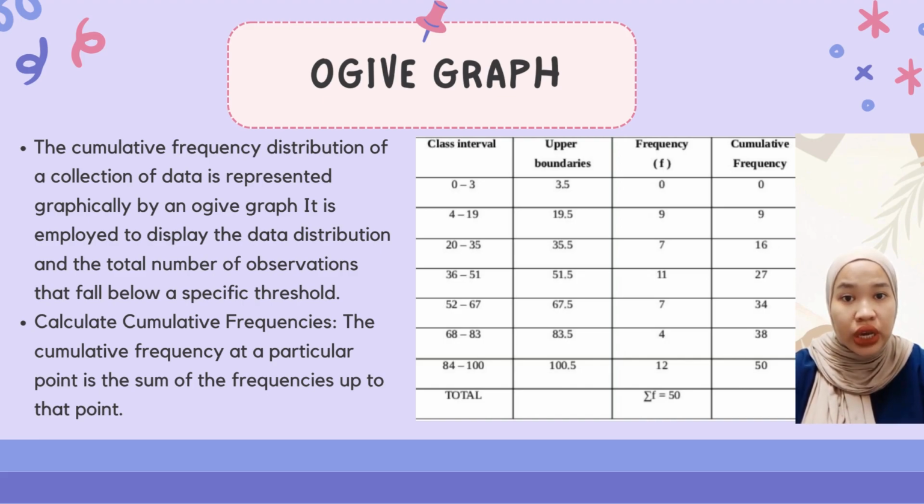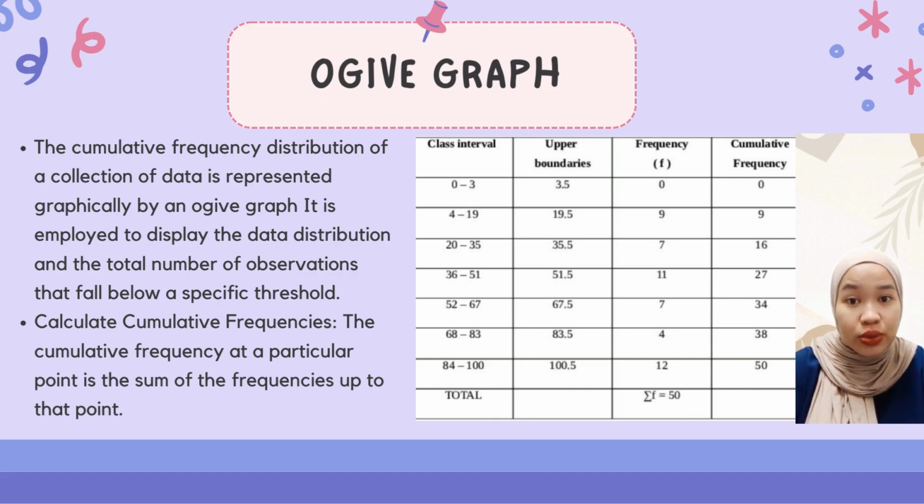Next, the Ogive graph. The cumulative frequency distribution of a collection of data is represented graphically by an Ogive graph, often referred to as a cumulative frequency curve. It is employed to display the data distribution and the total number of observations that fall below a specific threshold.